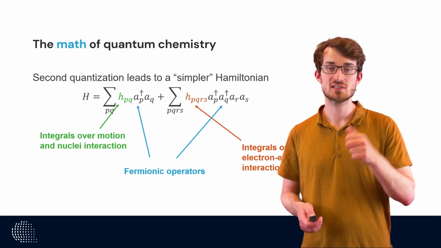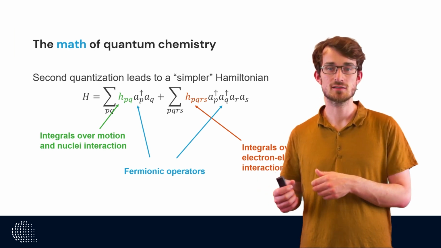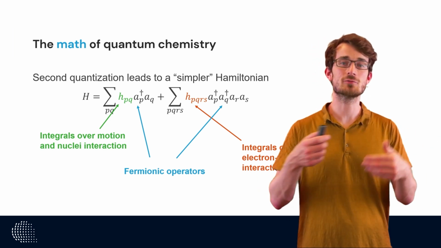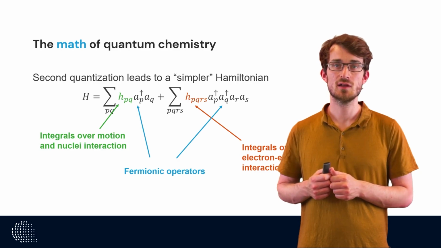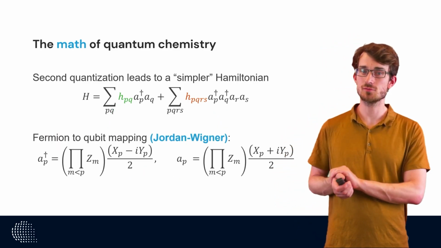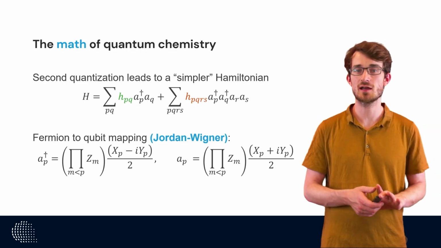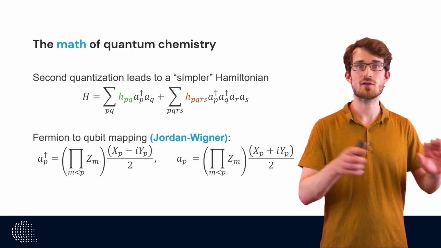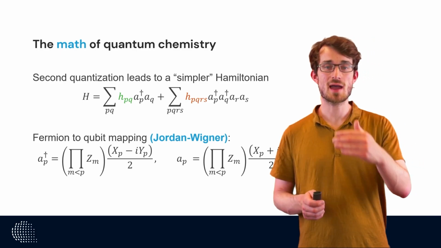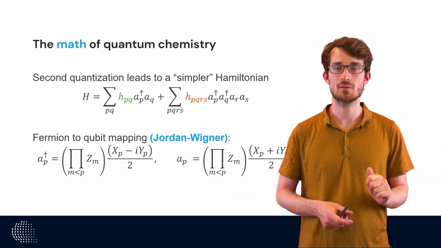Keep in mind these are fermionic operators, meaning they have different commutation relations than, for example, the annihilation and creation operators that you know from the harmonic oscillator. That makes it tricky if we want to solve this on a quantum computer, because on a quantum computer we don't have electrons, we have qubits. So we need to map from electron operators to qubit operators.